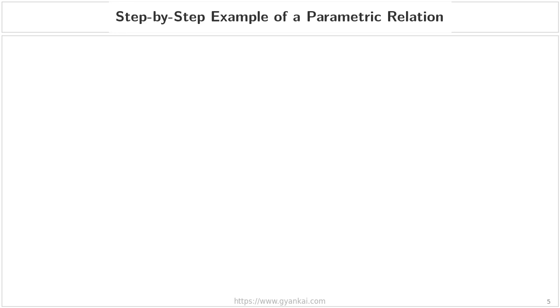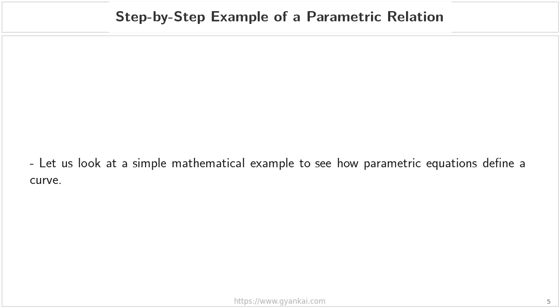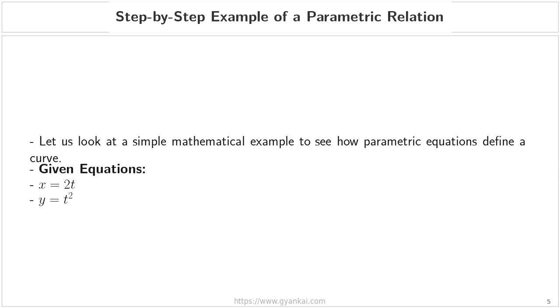Step-by-step example of a parametric relation. Now that we have seen how parametric equations apply to real-world physics in the previous slide, let us look at a simple mathematical example to see exactly how these equations define a curve on a graph. Please direct your attention to the given equations, x equals 2t and y equals t squared.